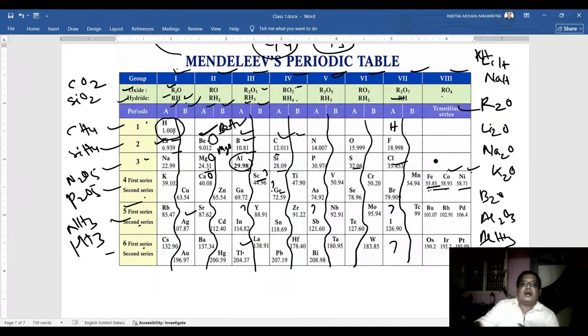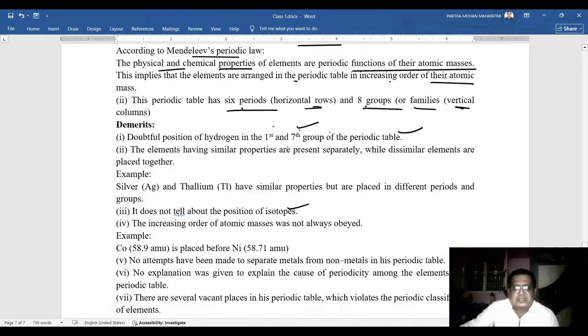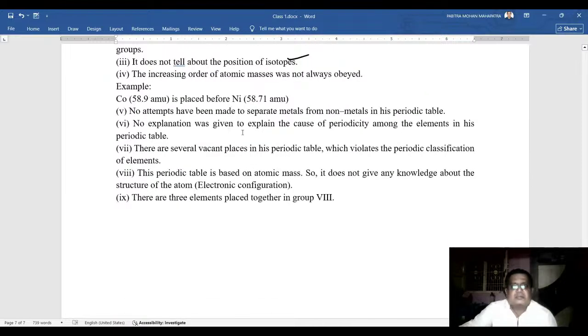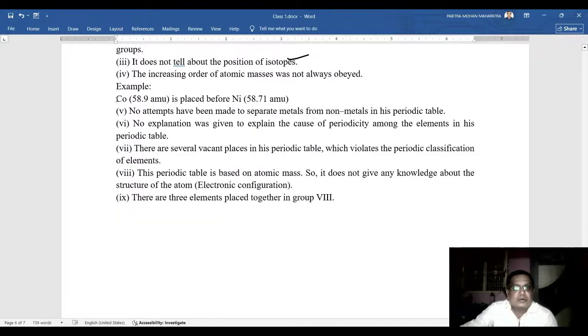So it doesn't obey the increasing order of their atomic mass. You will find it in many examples. So 100% increasing order of the atomic mass is not followed. Here the demerit is that the increasing order of atomic mass was not always obeyed. Here I have given cobalt placed before nickel.